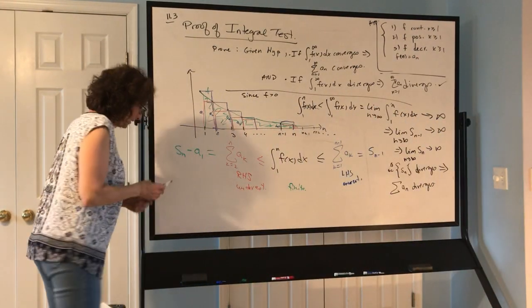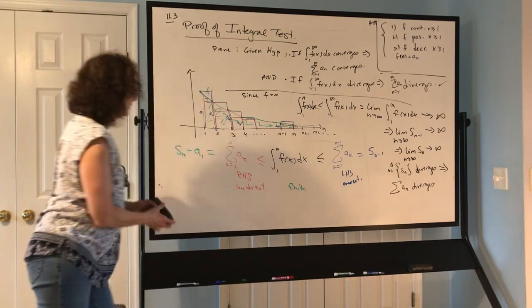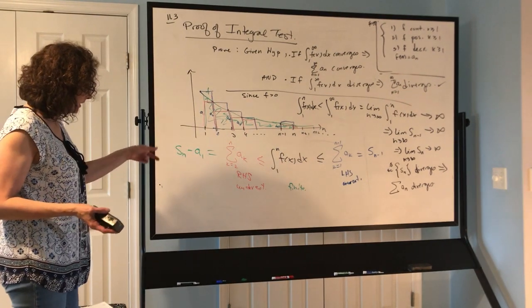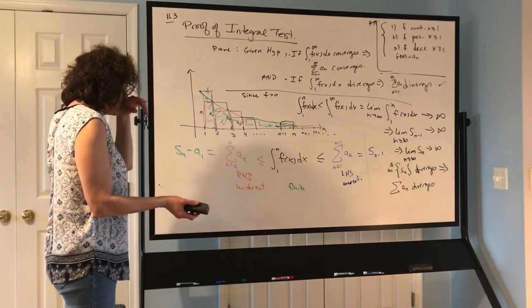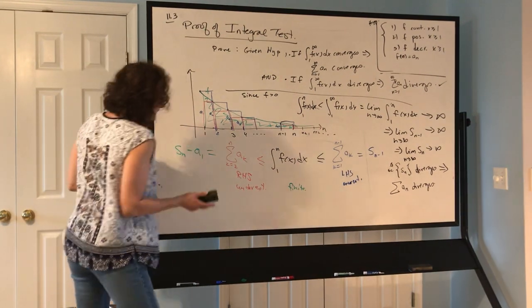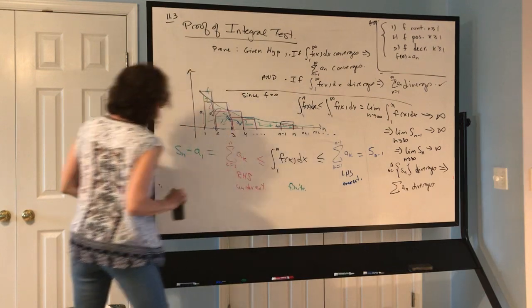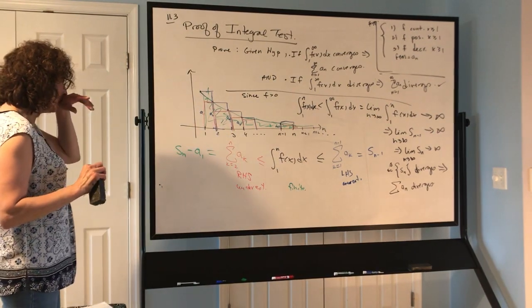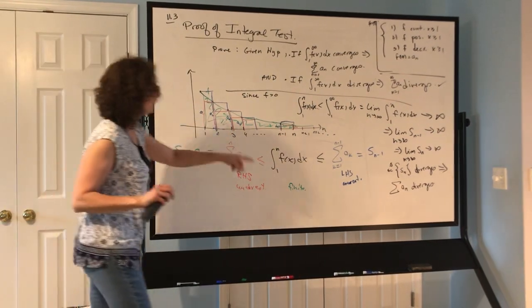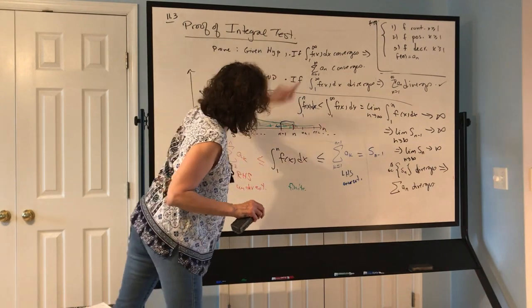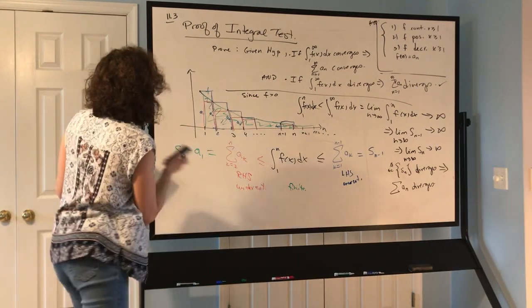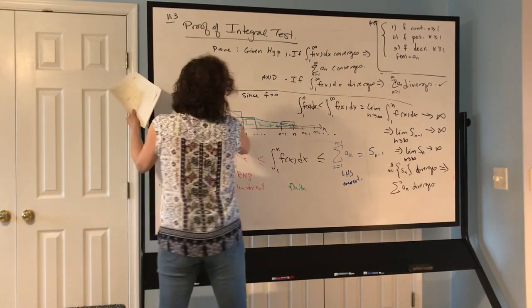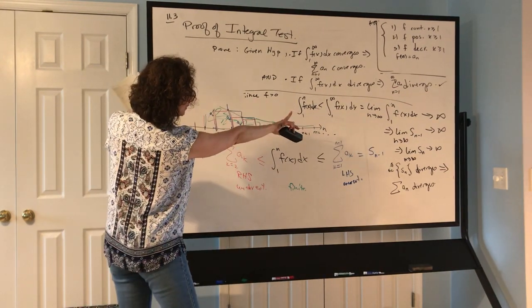Now, what about the piece where the improper integral converges? Okay, so let's talk about that one. So here's our guy, and then we want to think about what happens if we're now thinking of this integral converging. Let's look at that part. I think I need to make myself a little more space. Does this make sense? Are we good?